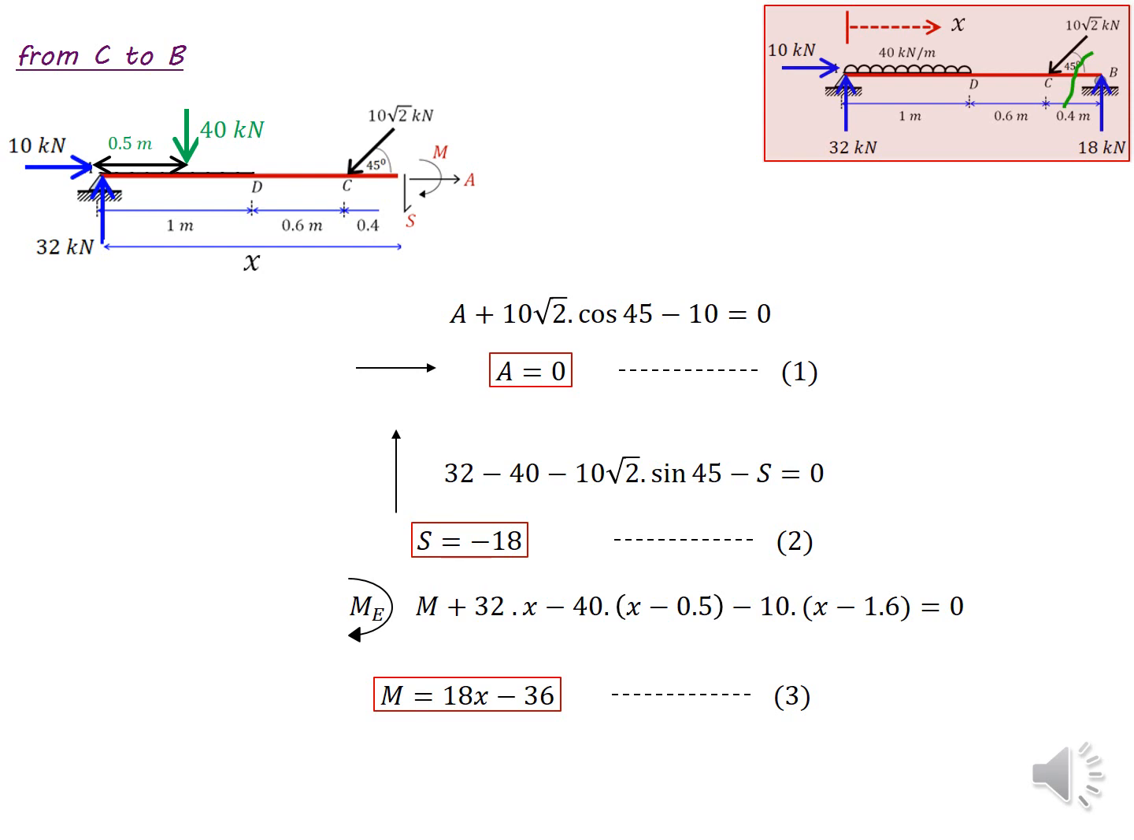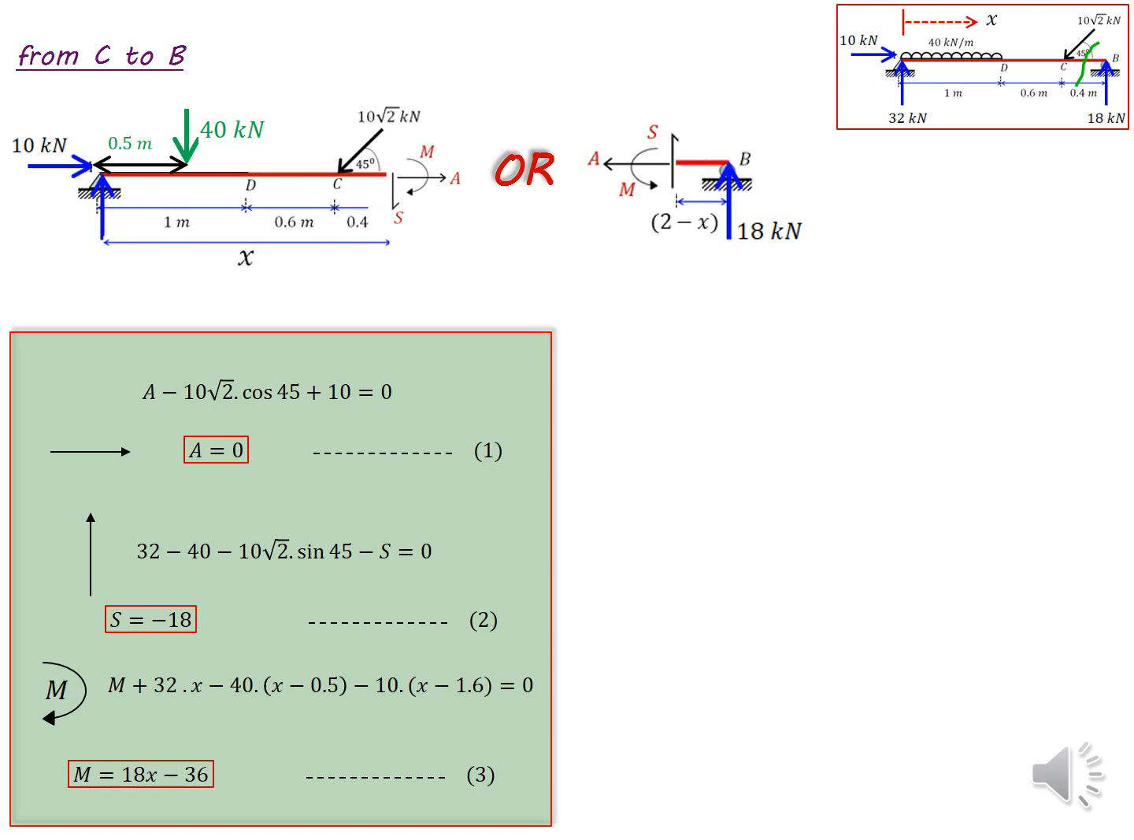So here we'll check if we take the right hand component of the structure, whether we'll get the same answers. Here I draw the free body diagrams for the left hand side and right hand side. Now in the colored box, you can see the equations that we derived from the left hand side component, and we'll derive the equations for the S, M and A using the equilibrium of the right hand side too, and see whether we'll get the same answer.